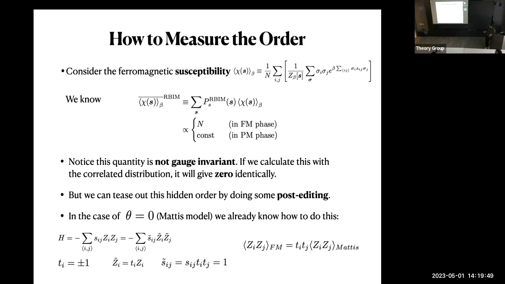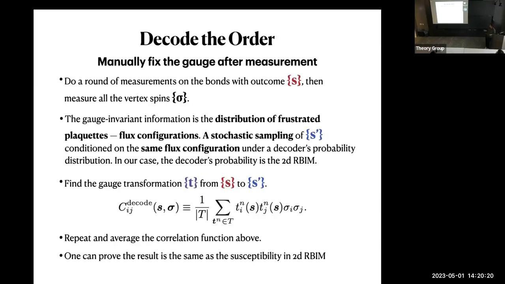This hidden order is most significant if we think about the theta equals 0 case. In the theta equals 0 case, although the S appear random, you can gauge fix it to a ferromagnetic phase, which has order, right? So what we can do is some post editing, which is manually fixing the gauge back to independent random variables, conditioned on the same flux configuration, because the flux configurations are the gauge-invariant information in that disorder configuration. So we do this decoding after we do a set of measurements. We do a round of measurement, and as Michael said, we get the outcome from the bonds, but we can also get all the vertex spins, maybe the sigma z's. The next step is to use this configuration to the maximum you can.